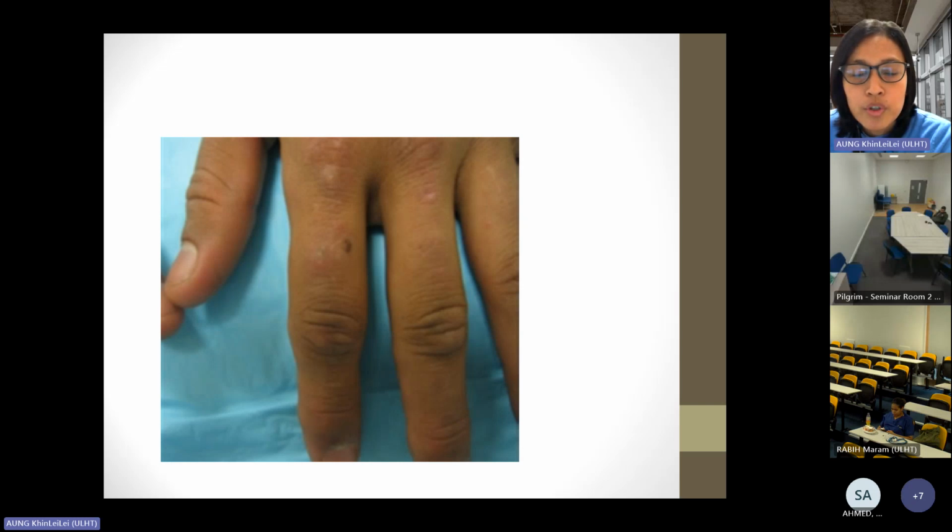This is the photo showing the synovitis. You can see there is a joint swelling here.